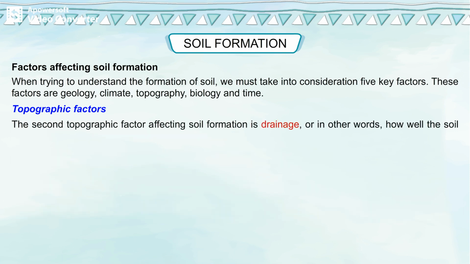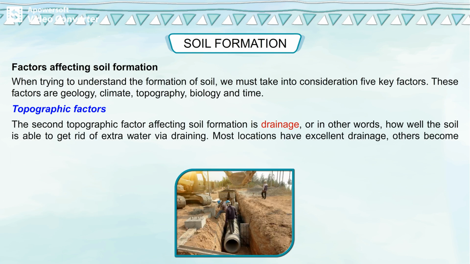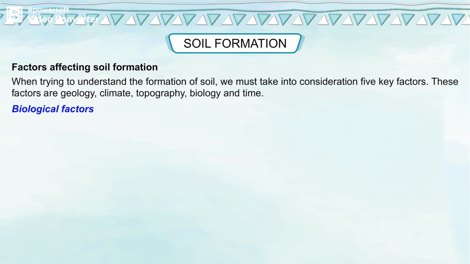The second topographic factor affecting soil formation is drainage, or in other words, how well the soil is able to get rid of extra water via draining. Most locations have excellent drainage, others become waterlogged. This water blocks oxygen, which is important for soil formation. Thus, in these locations, soil formation can become seriously hindered.